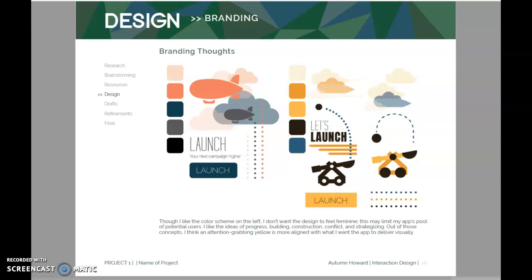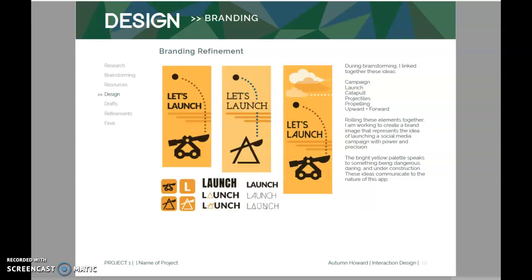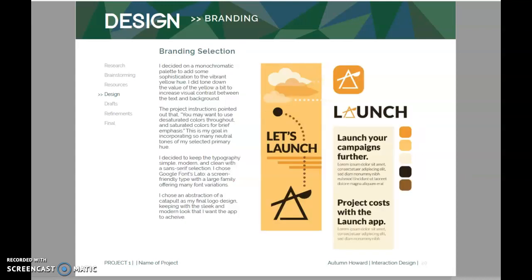Here's some of the initial visual designs that I went with, and I really liked the yellow. It is about being dangerous and daring and under construction, and then pairing that with the catapult logo, I came up with a look that I really liked. I decided to call my app Launch, once again going back to that campaign and catapult theme. And I know you mentioned in your video that this is not the actual trajectory that a catapult ball would take, and it's funny because I had the same thought as I was designing it.